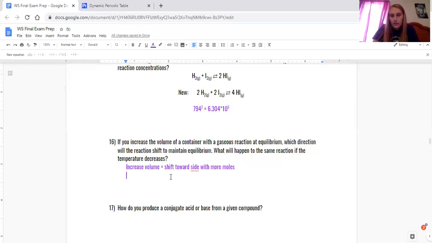Okay, so which direction will shift to maintain equilibrium? What will happen to the same reaction if the temperature decreases? So if we decrease the temperature, it's going to want to shift toward the side with fewer moles, I believe. Let me double check that quick so I don't tell you wrong.